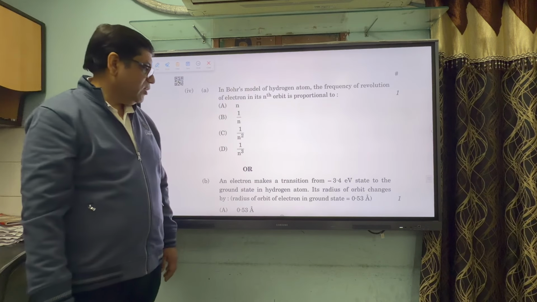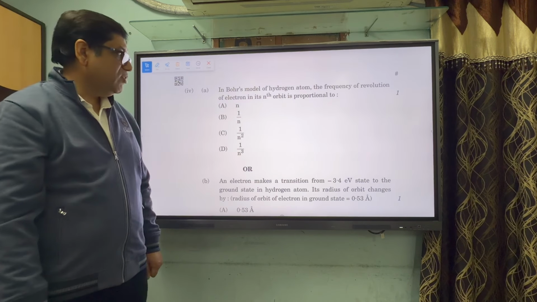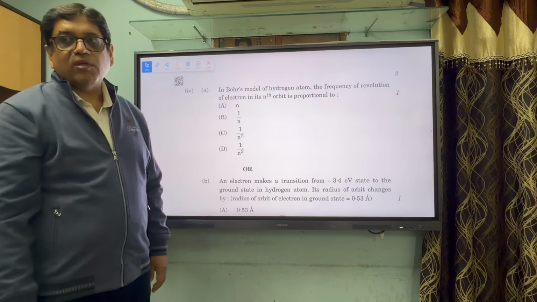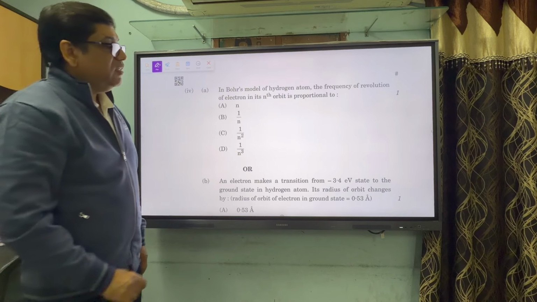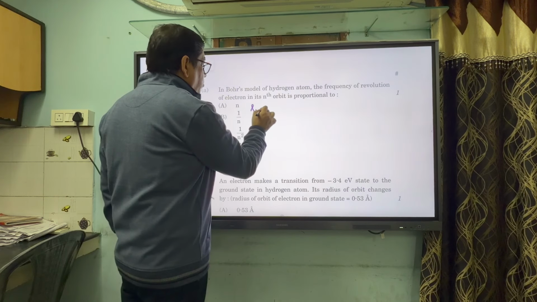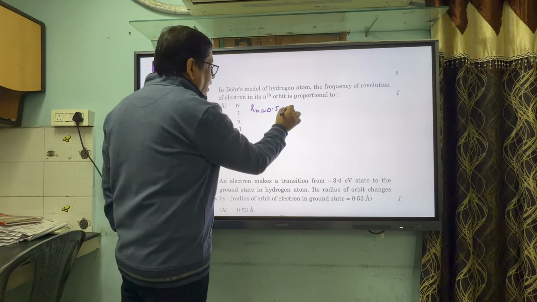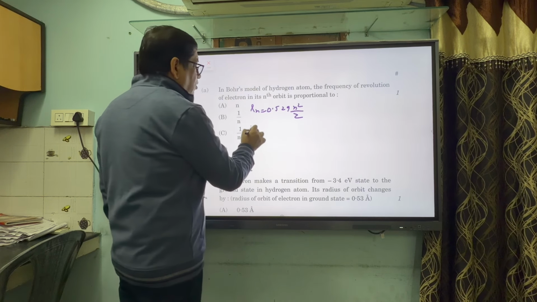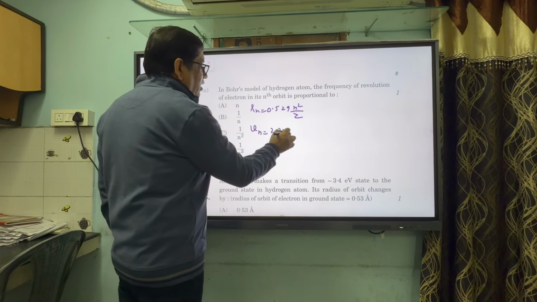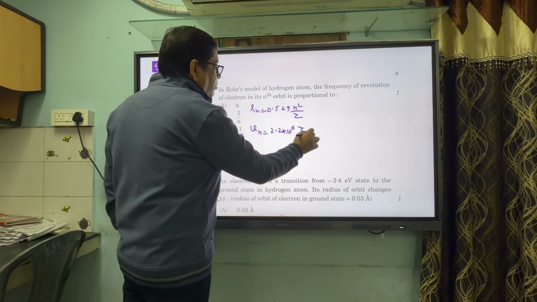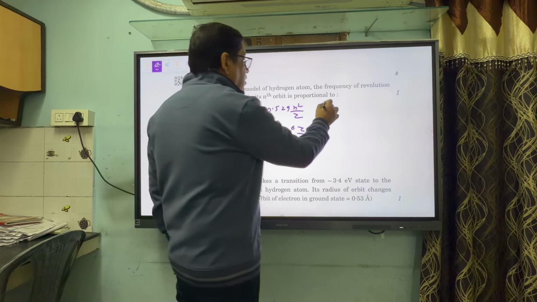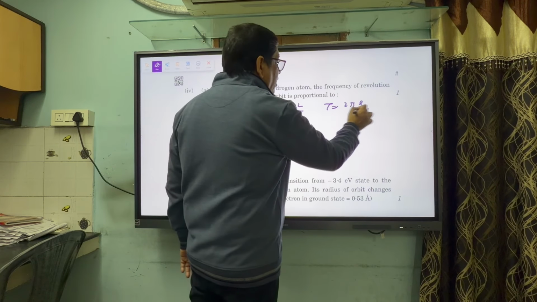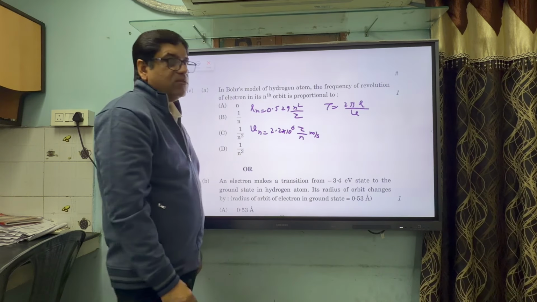In Bohr model of hydrogen atom, frequency of revolution in nth orbit is proportional to how much? See, radius of nth orbit होता है 0.529 n square by z. Velocity in nth orbit होता है 2.2 into 10 to the 6 z by n meter per second. Time period क्या होता है? Length of orbit divided by velocity. इससे time period निकाल सकते हो.